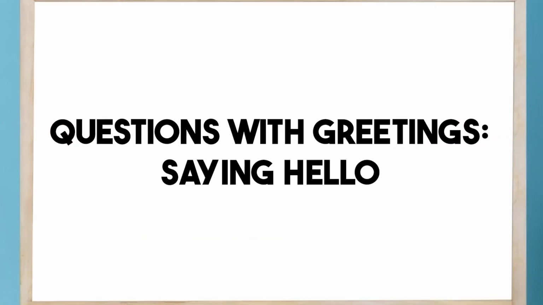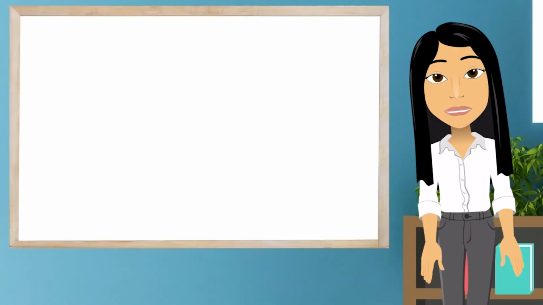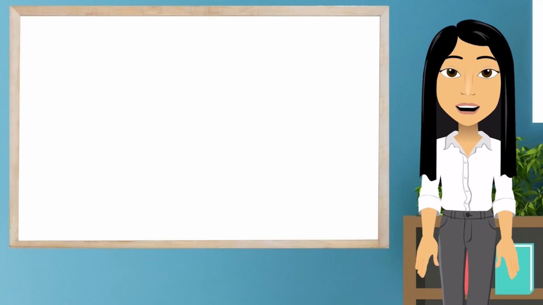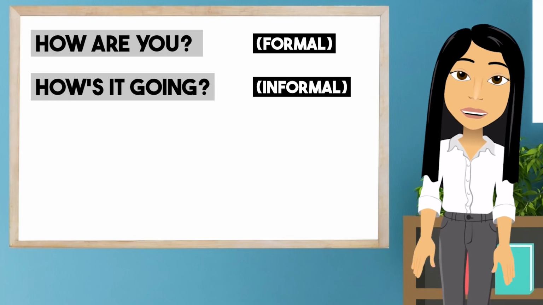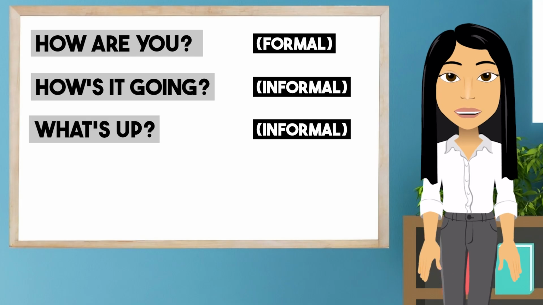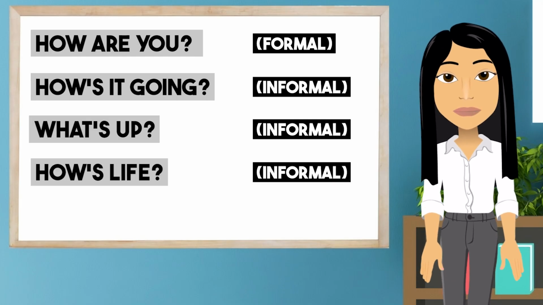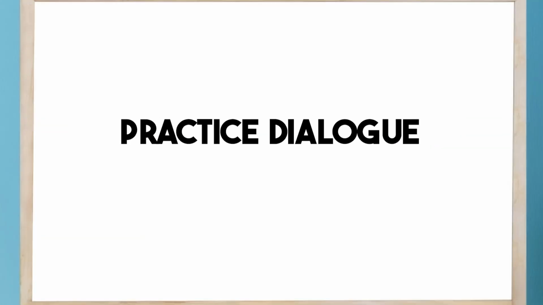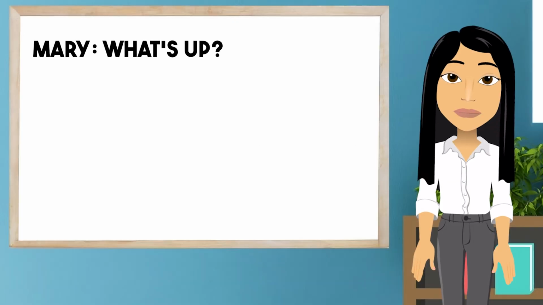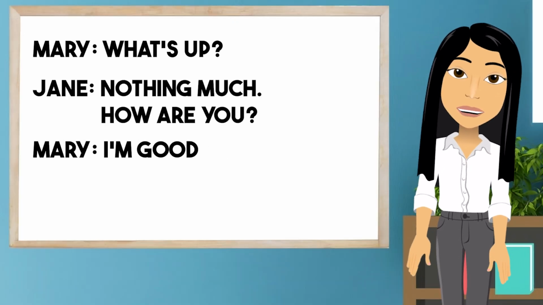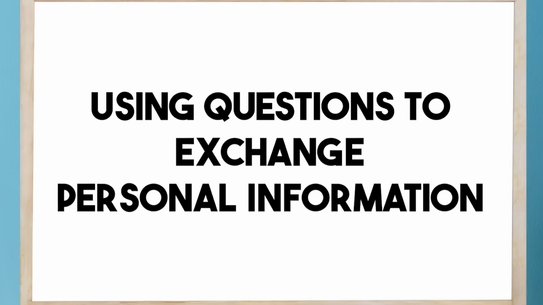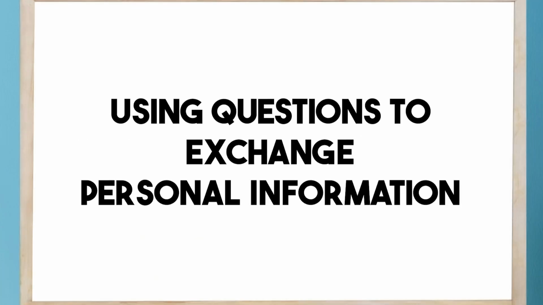Questions with greetings. Saying hello. Start the conversation with a greeting. Examples include, how are you? Formal. How's it going? Informal. What's up? Informal. How's life? Informal. Practice dialogue. Mary: What's up? Jane: Nothing much. How are you? Mary: I'm good.